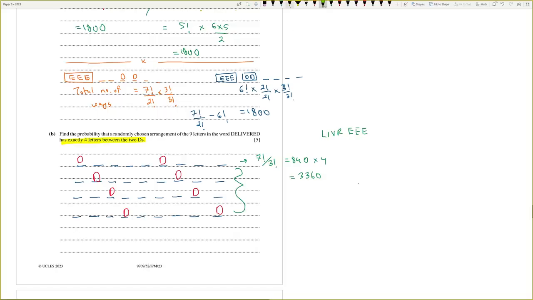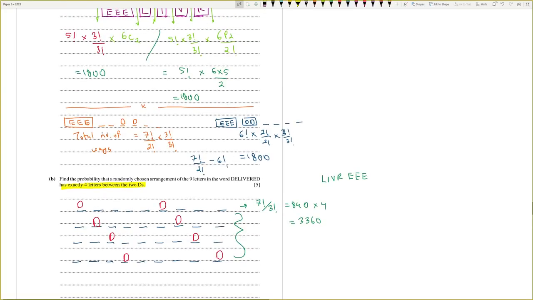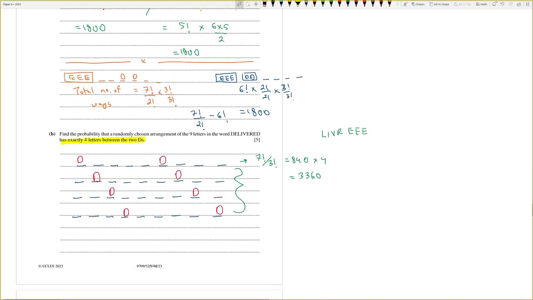Now, since this is a probability question, I actually need to find out the total number of ways. This isn't the same as this. It's just the total number of ways. So it's going to be 9 factorial divided by 2 factorial into 3 factorial. How much is that? 9 factorial by 2 factorial by 3 factorial. That's 30240.